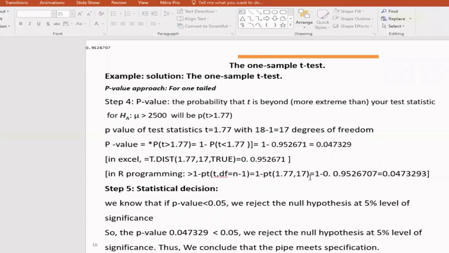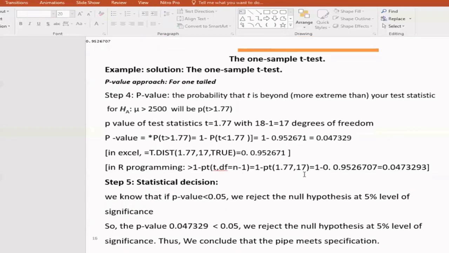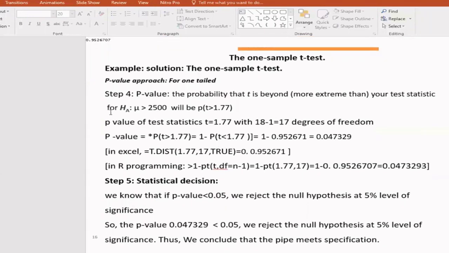So this is the way we can make the conclusion by the conventional method and by the p-value. Please remember the p-value method: if it is less than 0.05, we reject the null hypothesis at the 5% level of significance. The p-value is more convenient and easy to use. This is the way you can do it in Excel or R, and also in Python, Stata, or other programs. So this is the way to find the p-value and make the conclusion for the one-tail test. If it is a left-tail test, just take the p-value less than 1.77, no need to do the 1 minus. You can get it directly from Excel or R. That's all for the one-tail test.